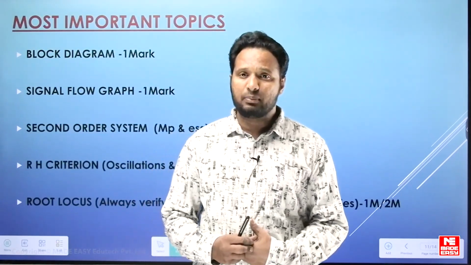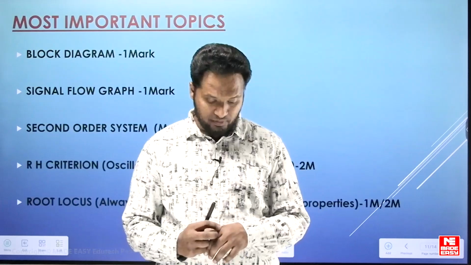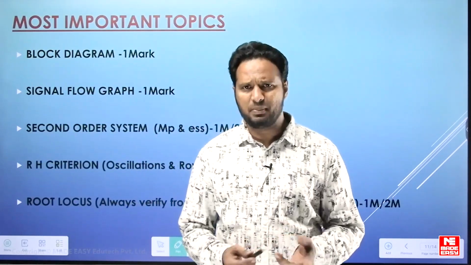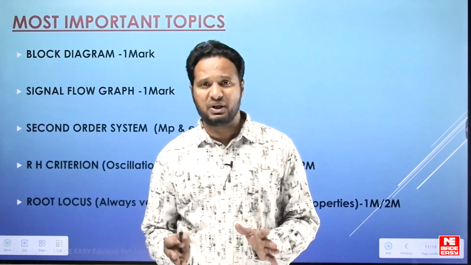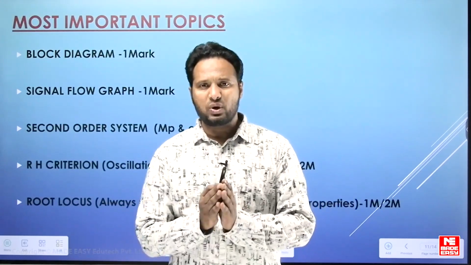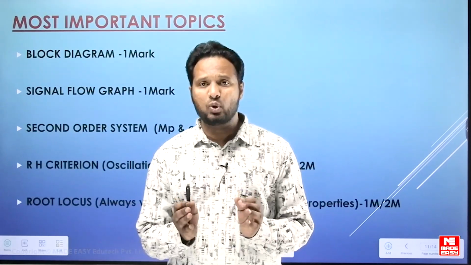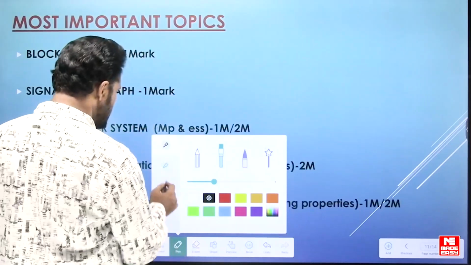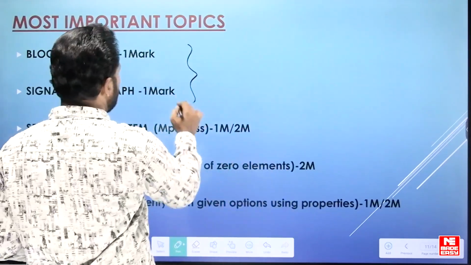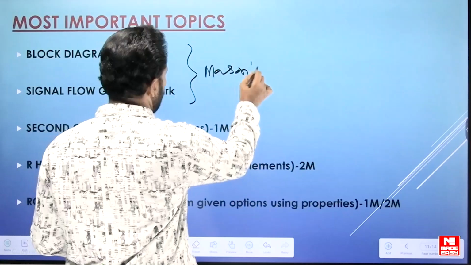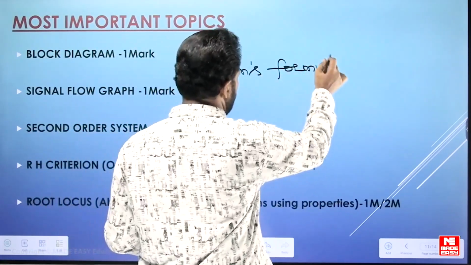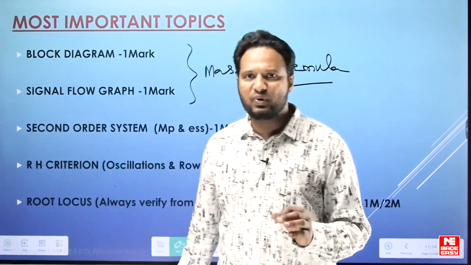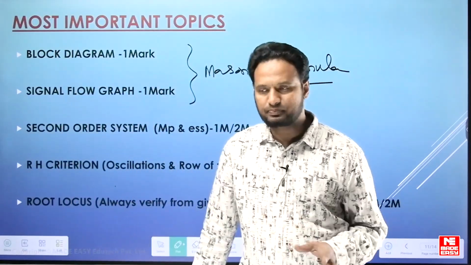But whenever it is a block diagram question or a signal flow graph question, you always use Mason's formula, don't do any other method. There are many methods that we discuss in the class, but in examination, be focused. If it is a question of block diagram or signal flow graph, then I am going to use Mason's formula. That's all. No other method. Always use only Mason's formula. Don't use any other method.